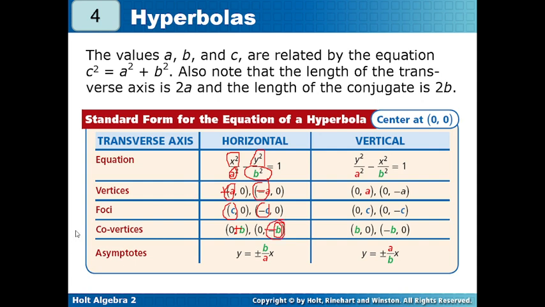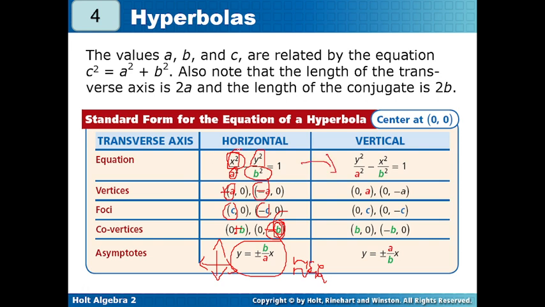All right, and as I mentioned a while ago, if your vertices are located at the x-axis, that is your run, correct? And when your co-vertices are at your y-axis, that will be your rise. So therefore you have y is equal to positive and negative b over a x. That will be your asymptotes when the graph is horizontal. So vice versa for your vertical.